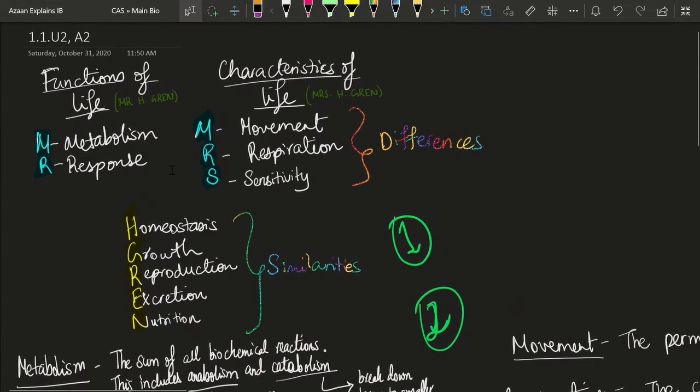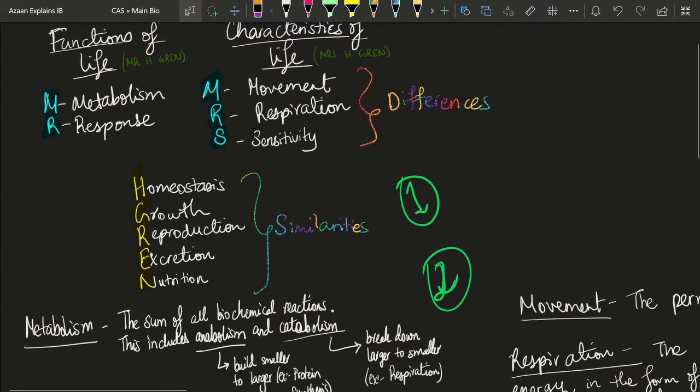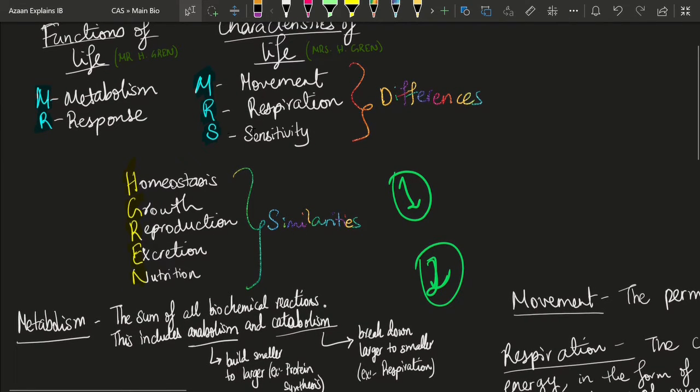In Mr. Edgren, the only difference is that M doesn't stand for movement, it stands for metabolism, whereas in Mrs. Edgren, M stands for movement. R stands for response, whereas in characteristics of life, R stands for respiration, and Mrs. Edgren also includes the term sensitivity. And of course, the similarities are that H is homeostasis, G is growth, R is reproduction, E is excretion, and N is nutrition. So, all pretty straightforward stuff so far.